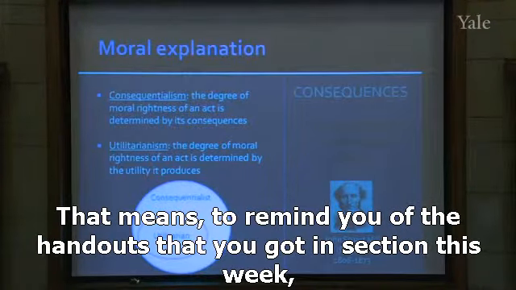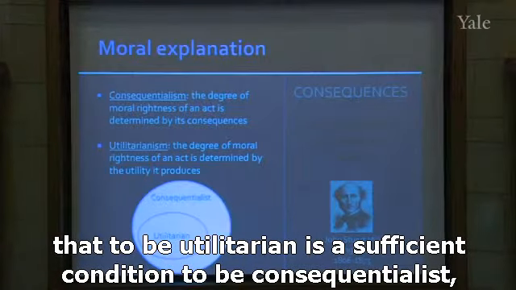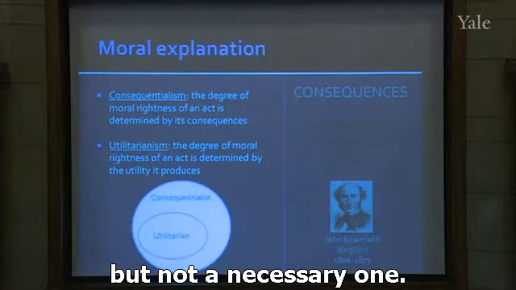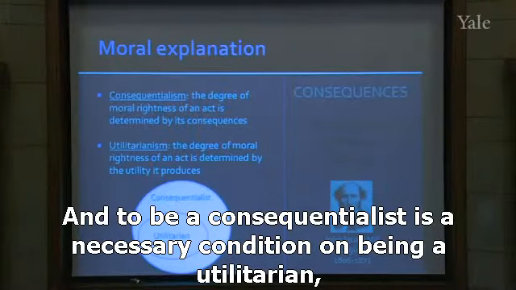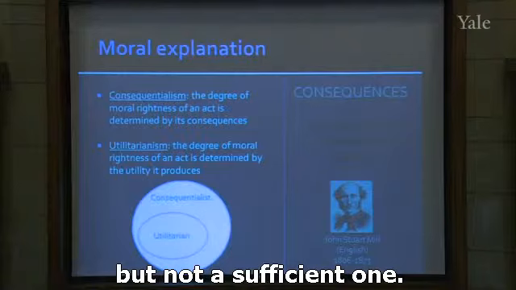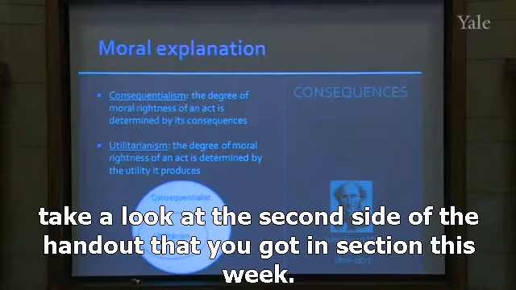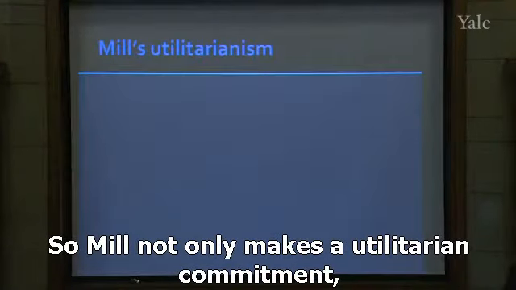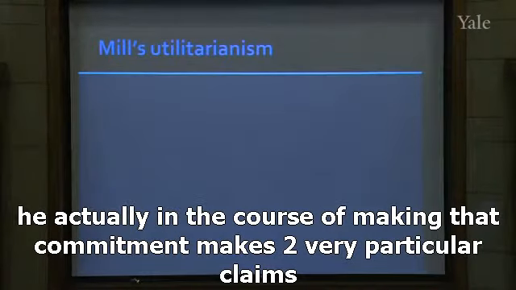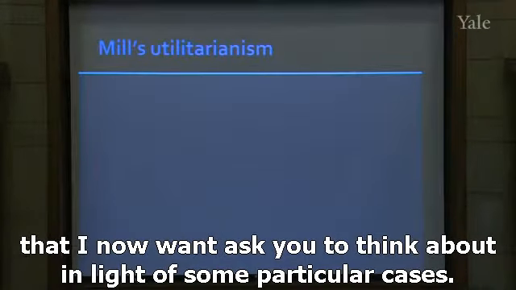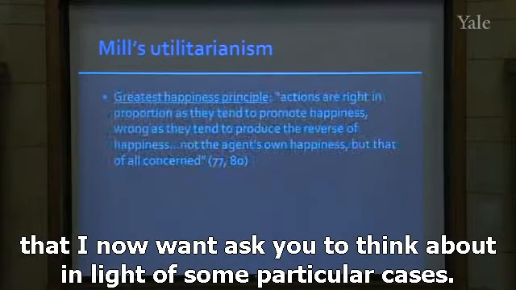That means, to remind you of the handouts that you got in section this week, that to be utilitarian is a sufficient condition to be a consequentialist, but not a necessary one. And to be a consequentialist is a necessary condition on being a utilitarian, but not a sufficient one. And if what I just said isn't completely obvious to you, take a look at the second side of the handout that you got in section this week. So Mill not only makes a utilitarian commitment, he actually, in the course of making that commitment, makes two very particular claims that I now want to ask you to think about in light of some particular cases.